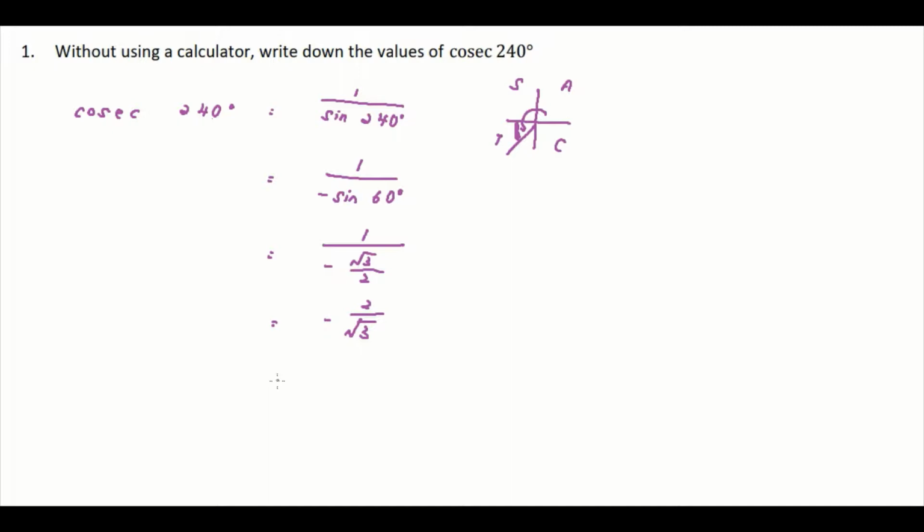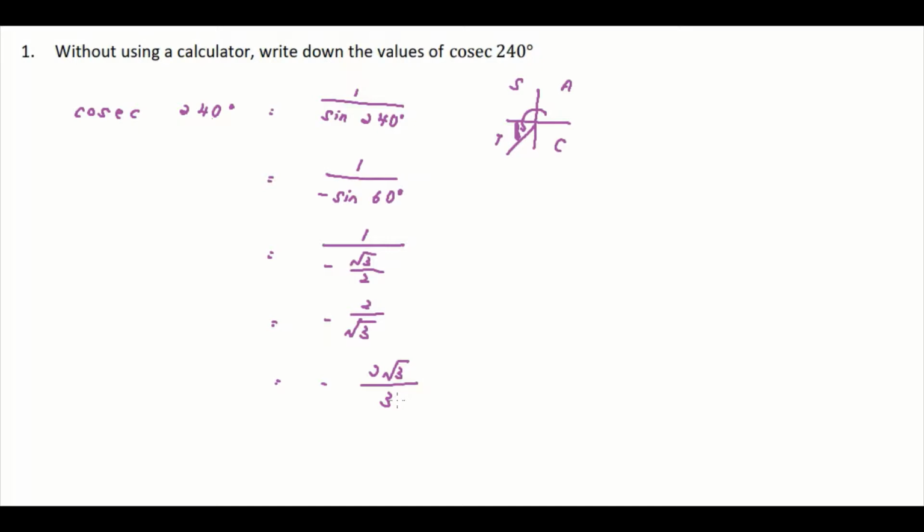So this is irrational. So that's why for the bottom part, we need to rationalize the surd here. So you will get negative 2 root 3 divided by 3. Okay, so this will be your last answer.